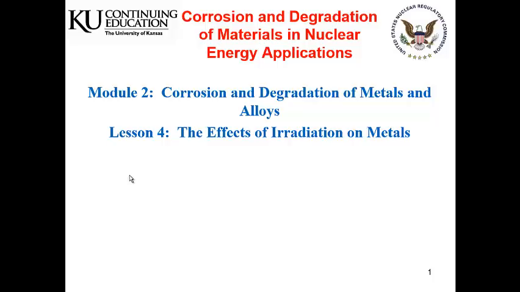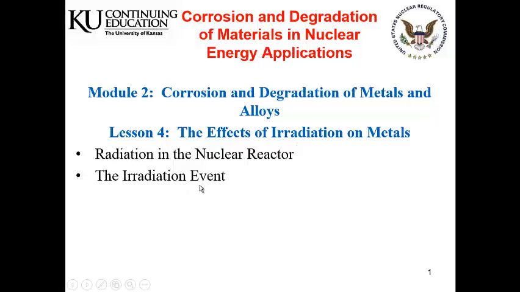In Lesson 4 of Module 2, the effects of irradiation on metals, we'll start to take an in-depth look at what happens when these very high energy fast neutrons collide with the crystalline lattice of metals. And we're going to start at the atomic level for this. We're going to look at radiation in the nuclear reactor. We're going to talk about the irradiation event when this neutron strikes the atoms in the structure of the metal.